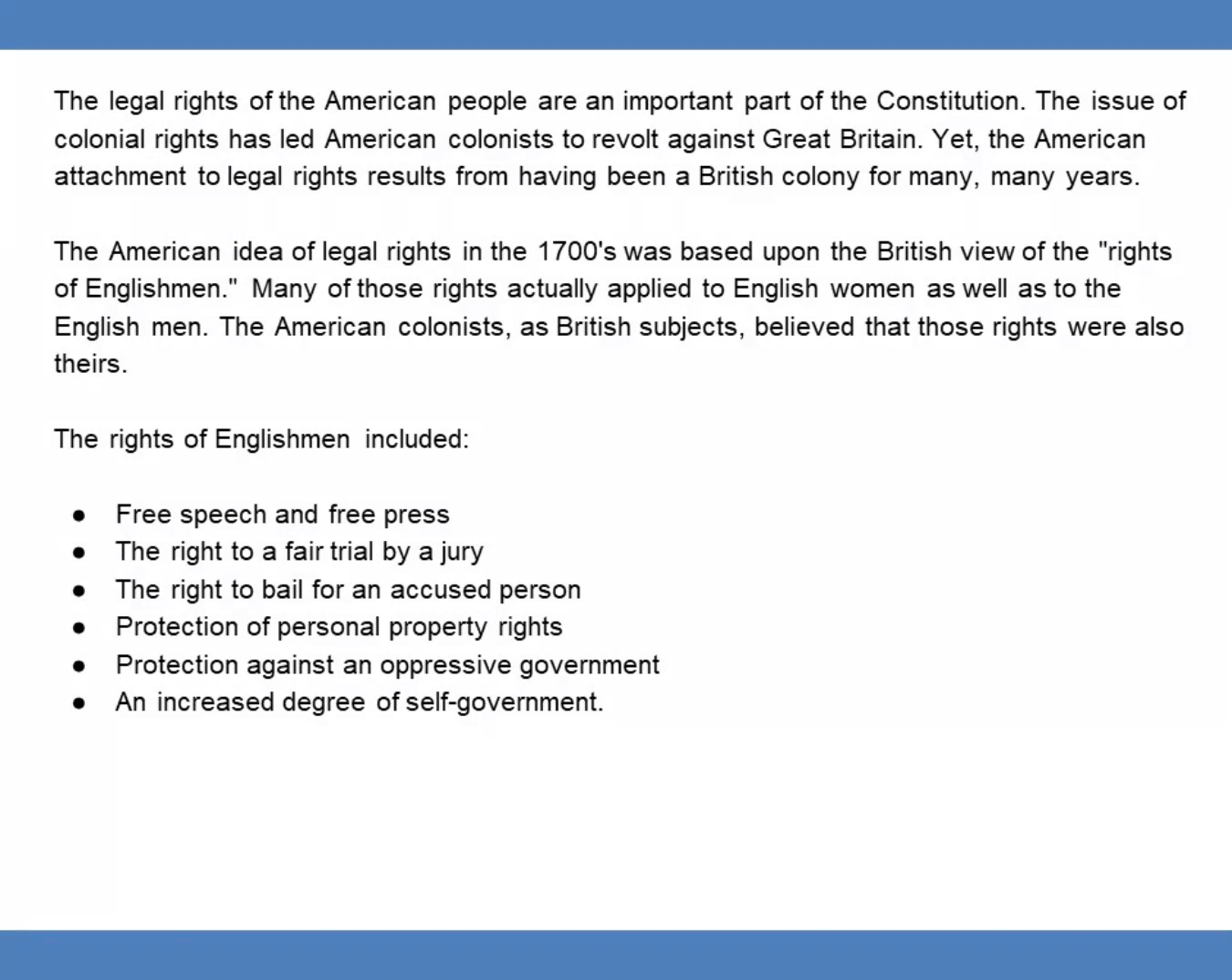The rights of Englishmen included free speech and free press, the right to a fair trial by a jury, the right to bail for an accused person, protection of personal property rights, protection against an oppressive government, and increased degree of self-government.